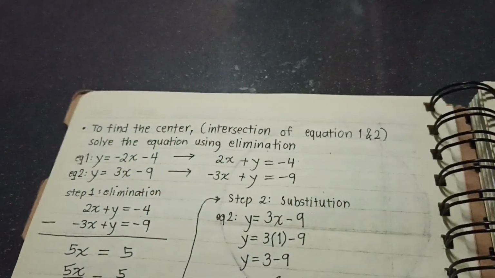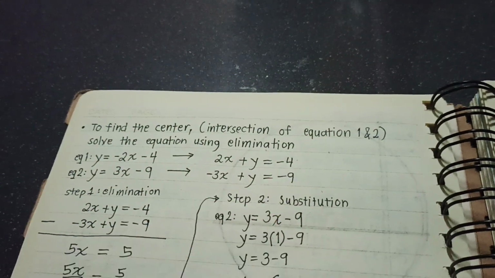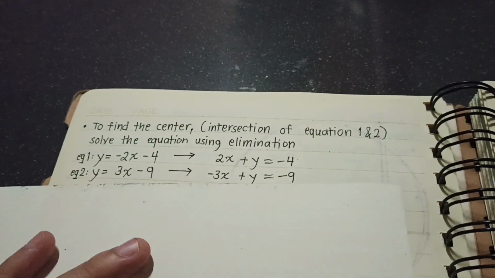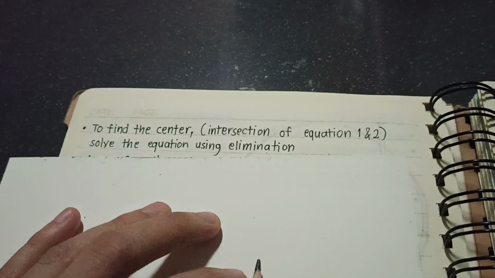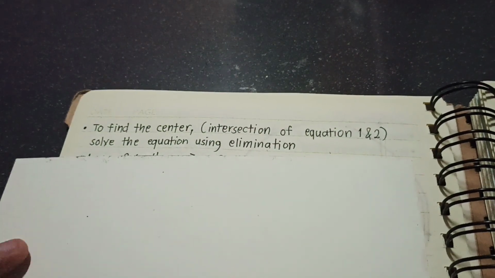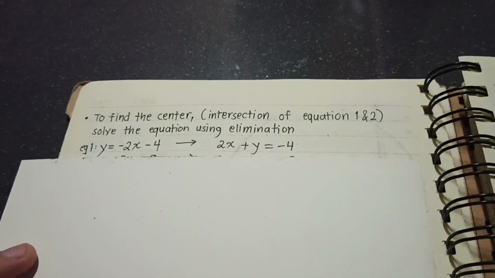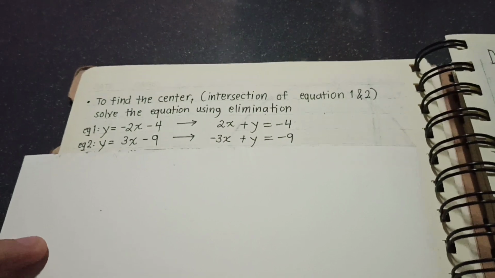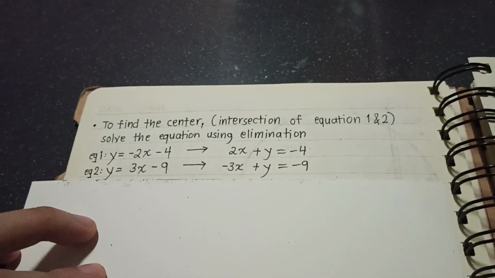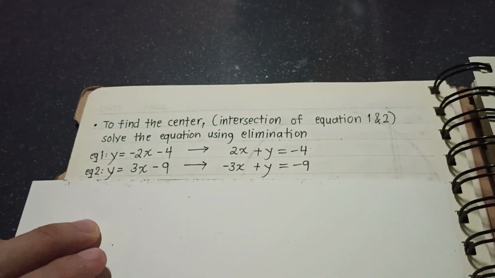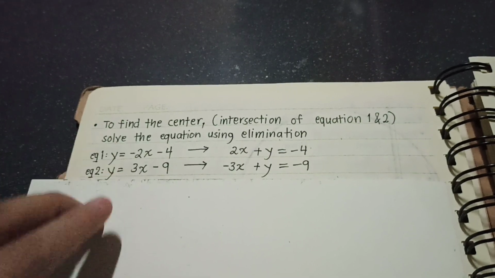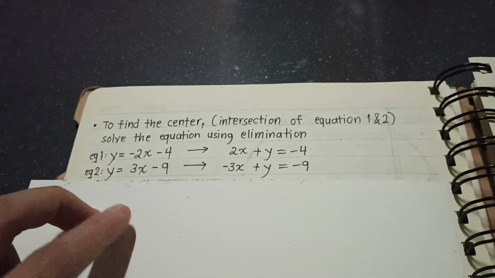Now to do that, to find the center, the intersection point, solve the equations using elimination method. Elimination method is best used when it's in standard format. But if it's in slope-intercept format, it's also fine.